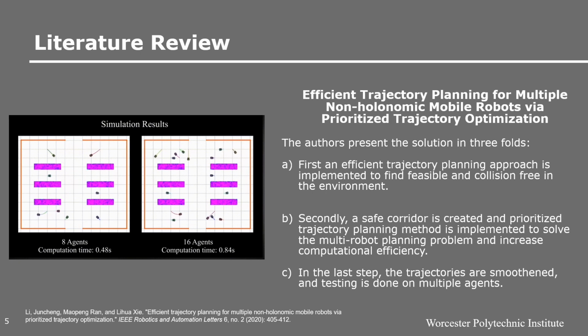Further, the author decomposes the algorithm into three folds. First, the author implements a priority-based, enhanced conflict-based search algorithm to generate trajectories which are collision-free for multiple agents. And the second step is the generation of a safety corridor passage for each and every agent in order to ensure safe distances from the obstacles and the agents. Finally, the trajectories are smoothened and optimized using an MPC-based optimizer. Further, the testing is done on multiple agents to give the experimental results, as you can see on the left-hand side of the PPT.